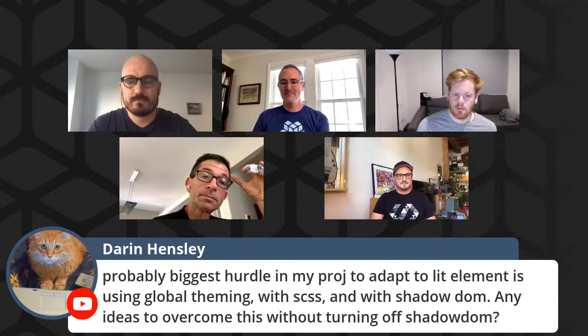All right, here's another one of those top questions. Theming, Shadow DOM. Probably the biggest hurdle in my project to adopt LitElement is using global theming with SCSS and with Shadow DOM. Any ideas to overcome this without turning off Shadow DOM?